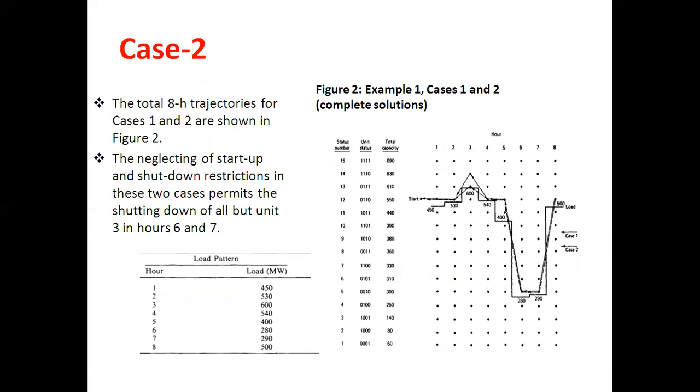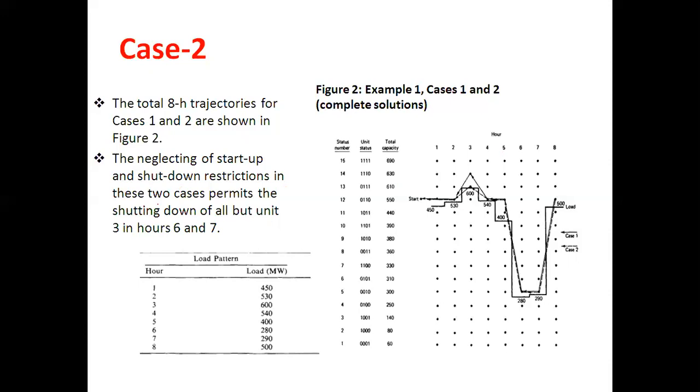So this is one of the important parts, that is the total 8-hour load trajectories for case 1 and case 2, shown in Figure 2. There are a total of 1, 2, 3, 4, 5, 6, 7, 8, the 8 hours of the load trajectories. We are neglecting startup and shutdown restrictions. In these two cases it permits the shutting down of all but unit 3 in hours 6 and 7.